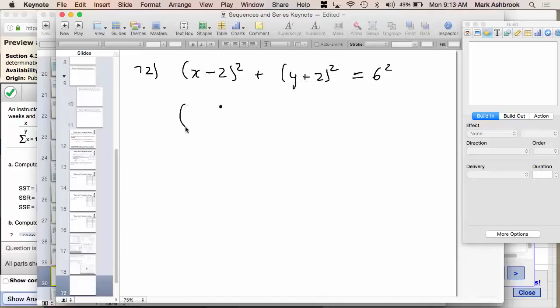So we know we want to get something in the form like this, so that this could be sine or cosine or negative sine or negative cosine, so this would be x minus 2 over 6 can go in there, and y plus 2 over 6 could go in there. So what am I doing? I'm dividing by 6 squared, then x minus 2 over 6 quantity squared, and y plus 2 over 6 quantity squared.